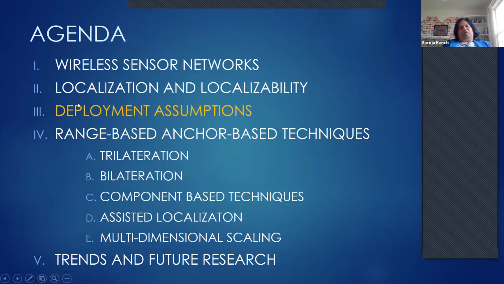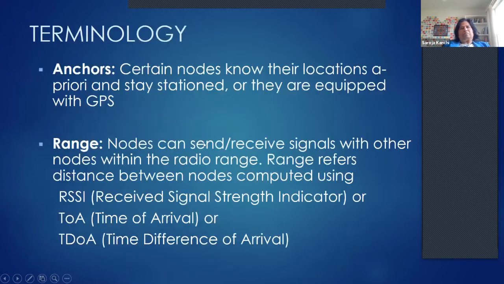So now I would like to move on. We defined what localization is, which is finding the geolocation of the nodes, and localizability, which requires the graph to be globally rigid. It's an if and only if condition: the graph has to be globally rigid in order to be localizable. Now we'll talk about how various deployment assumptions exist in this area and how the algorithm can depend on the various deployment assumptions that we have.